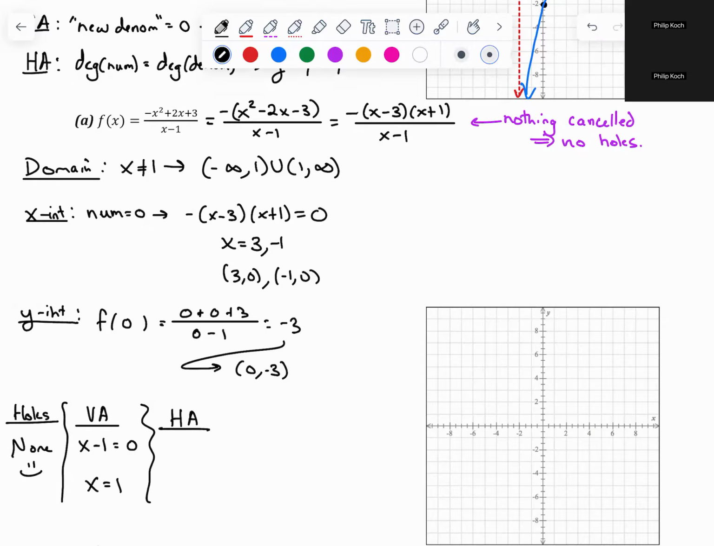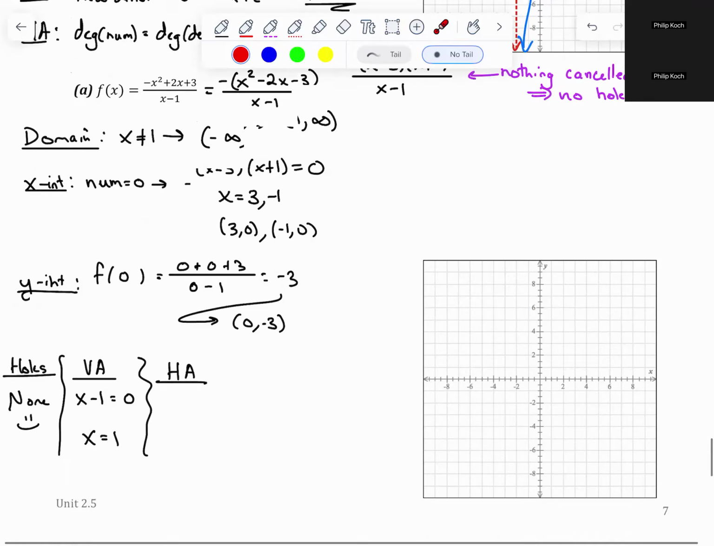Looking at the degrees, the numerator is degree 2 and the denominator is degree 1. So when you're talking about end behavior, the numerator is going to blow up much faster than the denominator because it's got an x squared, whereas the denominator only has an x to the first power. As x gets larger and larger, the numerator is going to get bigger way faster than the denominator, and the denominator won't be able to keep up, so it'll blow up to infinity. It will never become a finite number. So it does not have any horizontal asymptote.